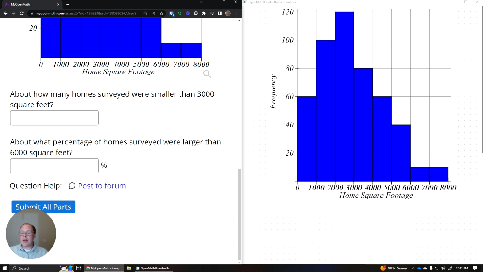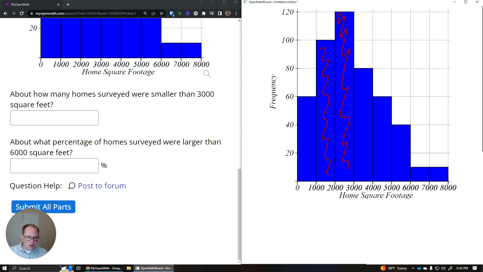So with that disclaimer out of the way, let's actually find which bars we're interested in. We want to know how many homes surveyed were smaller than 3,000 square feet. So 3,000 was right here. We want values smaller than 3,000, so we want everything to the left of this number. That means this bar and this bar. Any homes in those bars are going to be about the homes smaller than 3,000 square feet.